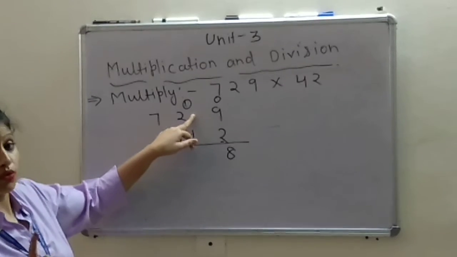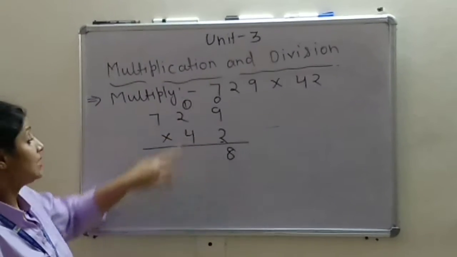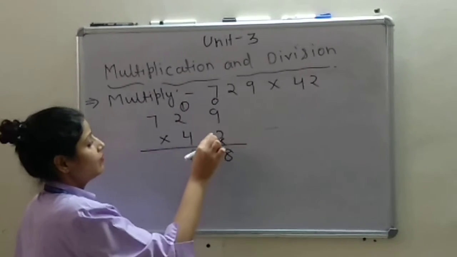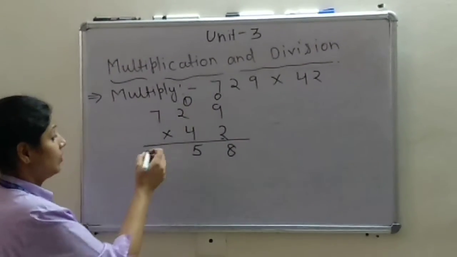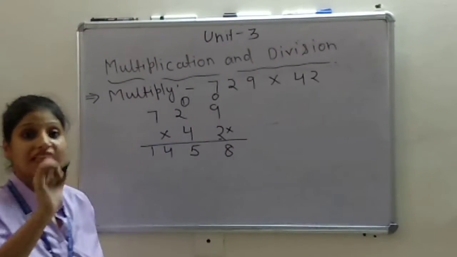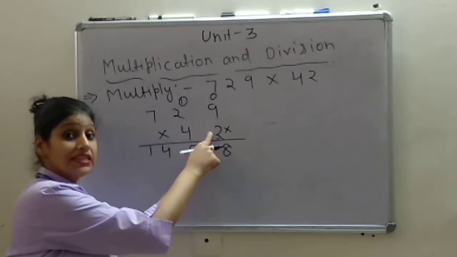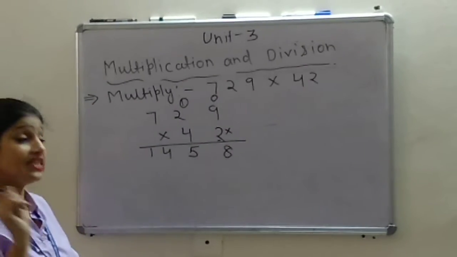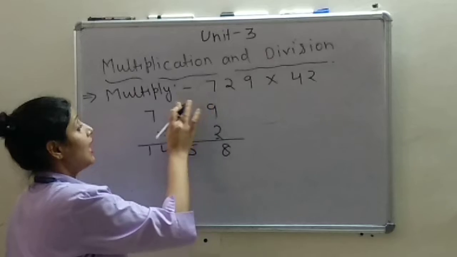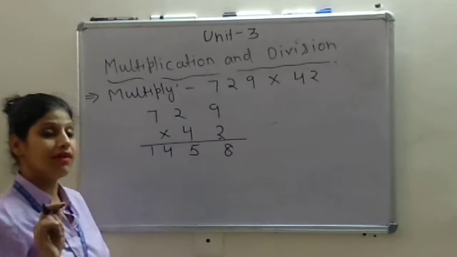2 twos are 4. Now 2 will go to the tens place. 2 twos are 4. 4 plus 1, 5. 2 sevens are 14. Now we are done with our ones place. So we are not going to use it again. Now I am removing my carryover, as we are done with the ones place.